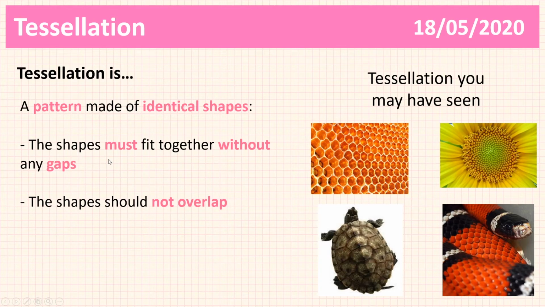So similar to our example, there weren't any gaps. And the shapes should not overlap. So there shouldn't be any gaps between the shapes, and the shapes should not overlap at all.